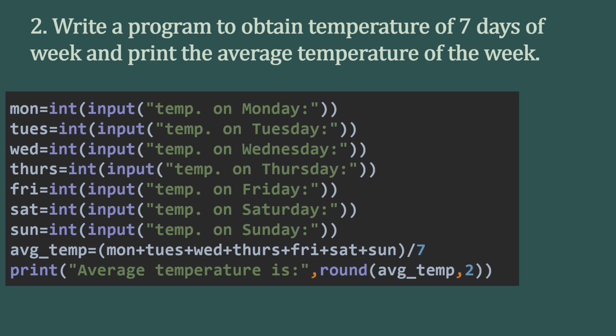I have given a name as avg underscore temp. So you can just do it like this. Now you just print average temperature is. Here also again I have used the round function so that the temperature will be rounded up to two digits after decimal point.